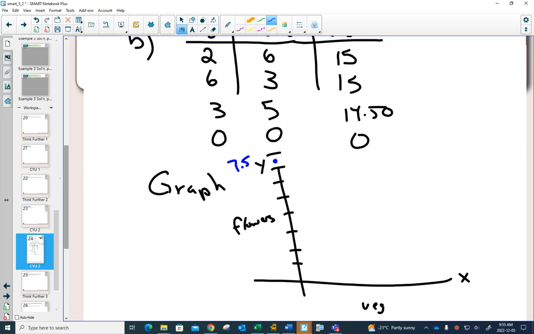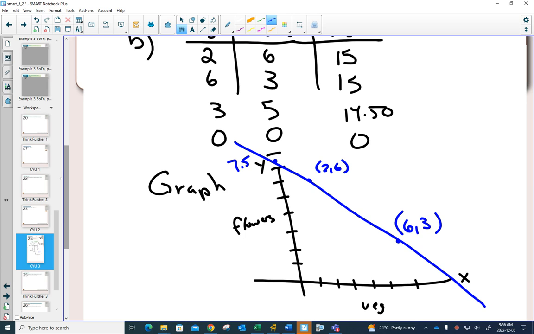You had found, with your table of values, a couple of nice points. You had found out that it has (2, 6). (2, 6) would be right there. And it would also have (6, 3). Right there. So if we drew this line, it would look like this.